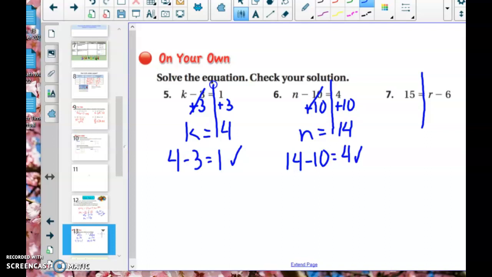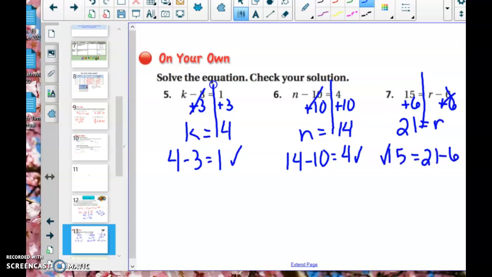All right, the last one kind of switched it around a little bit. r minus 6 is on the other side, but it still works the same way. To undo subtracting 6 from that unknown, I'm going to add 6 to both sides, remember? Well, 15 plus 6 is, of course, 21 equals r, and I can check that. Does 21 minus 6 equal 15?